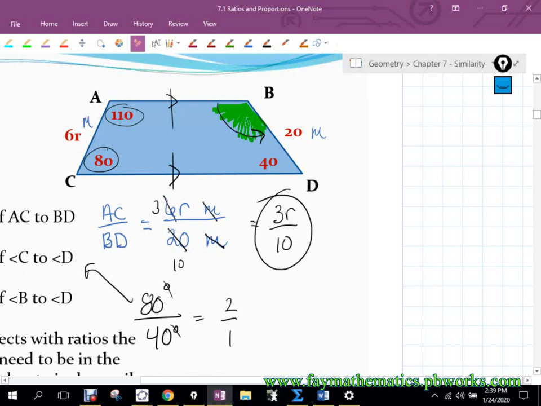Okay? What do those two angles, 80 and 40, have to add up to make AC and BD parallel? They have to add up to 180 as well, and they don't, so they're not parallel. So you have no parallel sides here, right?